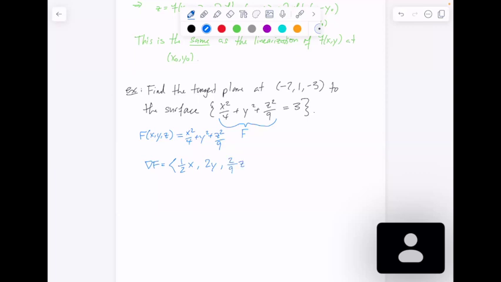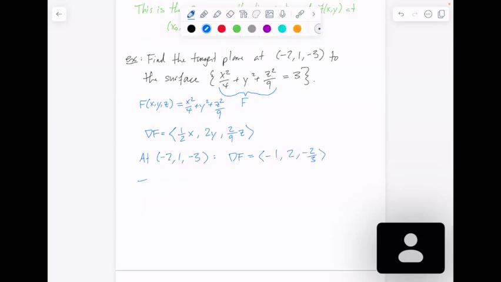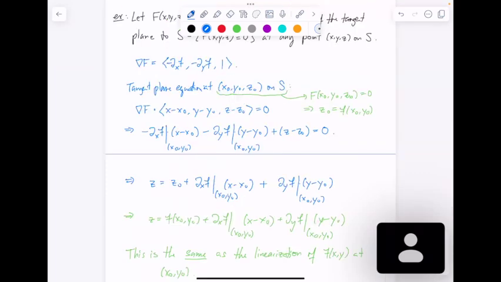Now at the point -2, 1, -3, grad f is going to be equal to -1, 2, and -2/3. And so the tangent plane is going to be -1 times (x plus 2) plus 2 times (y minus 1) minus 2/3 times (z plus 3) is equal to 0. This is, I guess, one primary geometric reason we care about gradients. It gets you easy ways of finding tangent planes to surfaces in general.